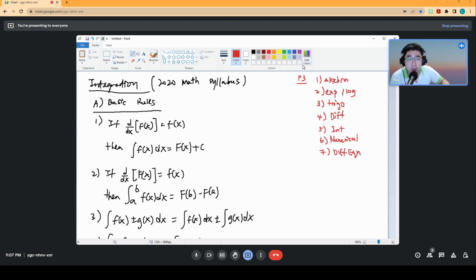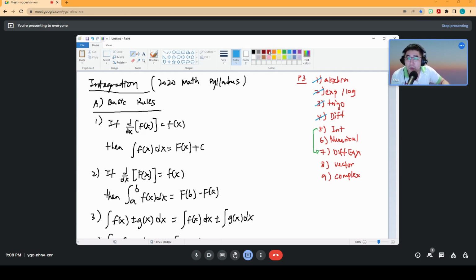Today for this integration we are actually talking about 5 and 7 together. 5 and 7 will be joined together, and number 8 will be vector, number 9 will be complex number. So this one already done, this one already done, this one already done, this one already done. Now we're going into 5 and 7 together. So now first of all, let's revisit the rule.